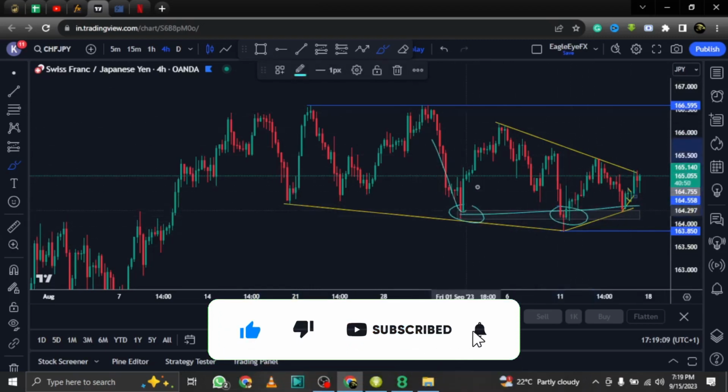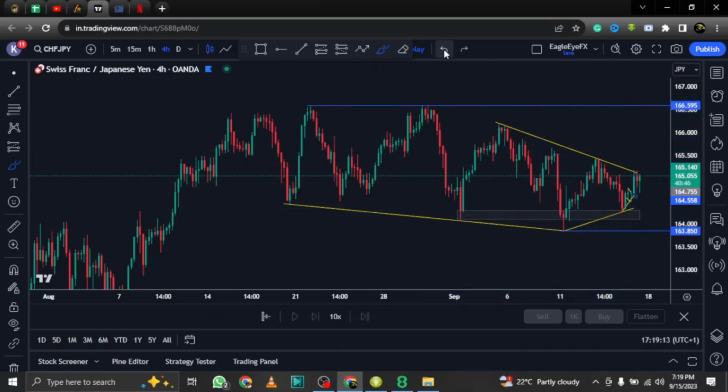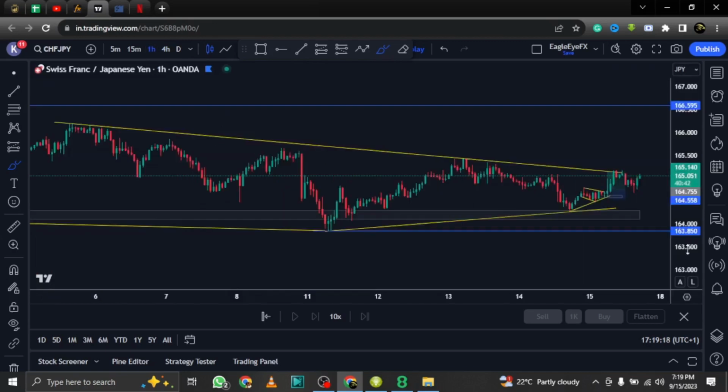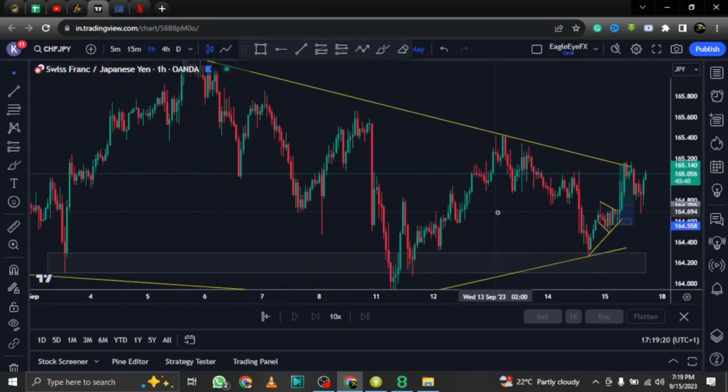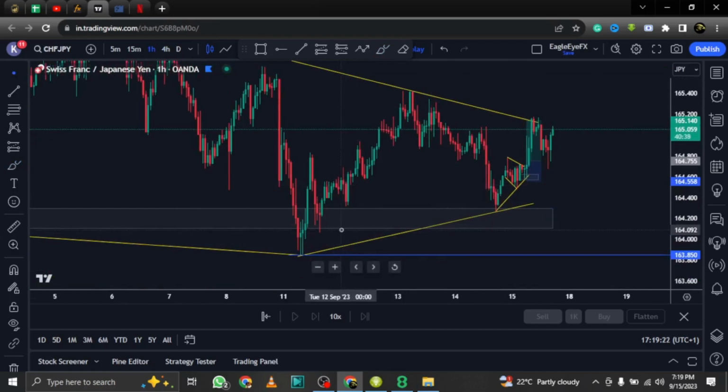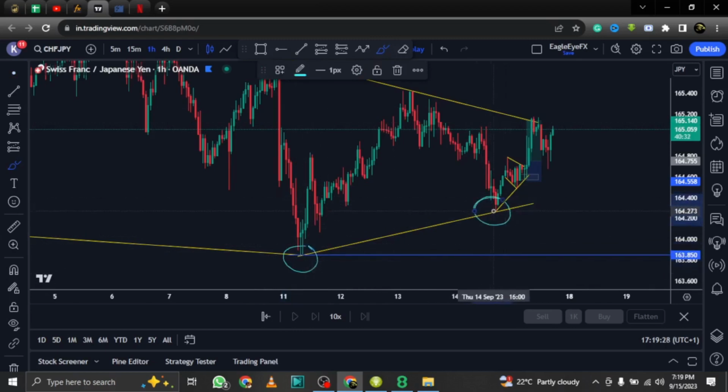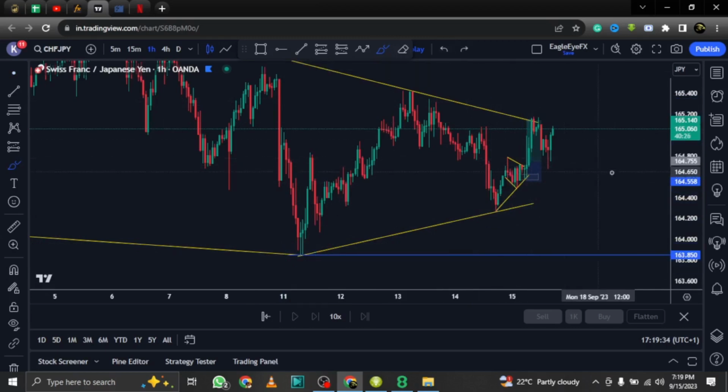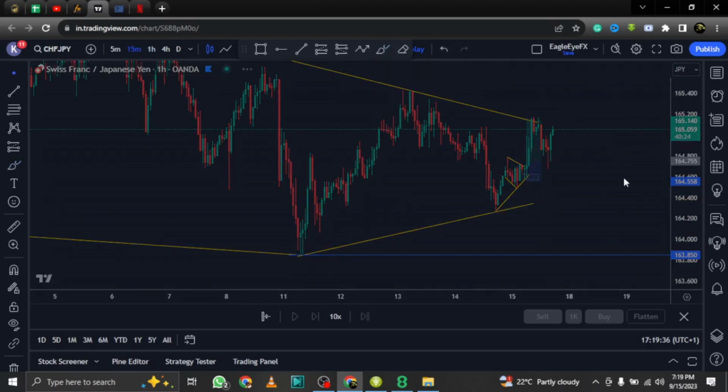So this also you can call an inverse head and shoulders, right? But I was interested in this level over here because I noticed that the market was actually respecting this level. Then there was an impulse move and correction, and because I needed around 1.9%, I decided that this one I'm gonna enter.